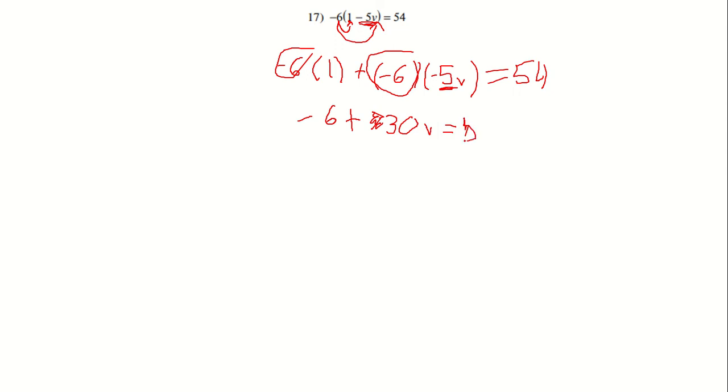Oh man, my clicker's just not working here. Equals 54. So now this is in an equation form that we are comfortable with and familiar with solving.